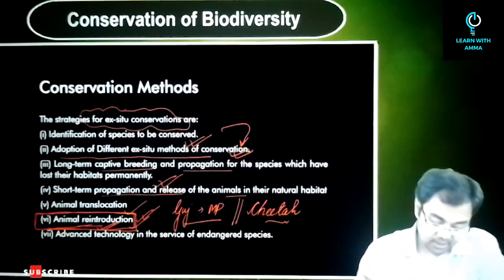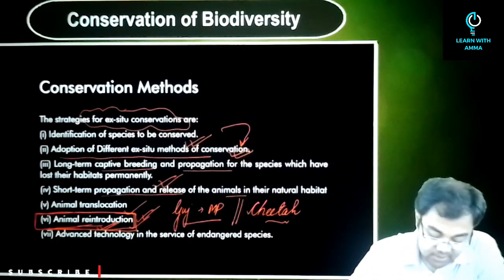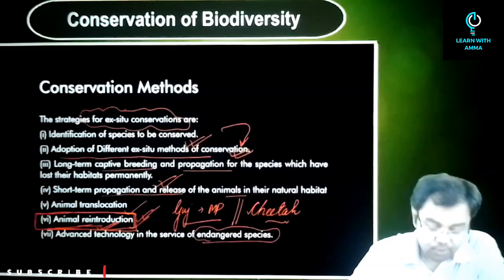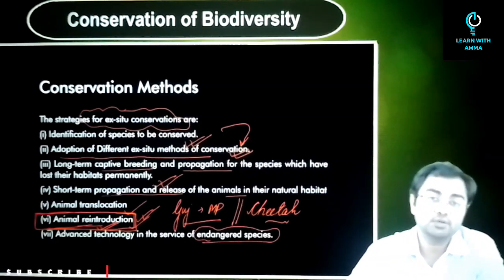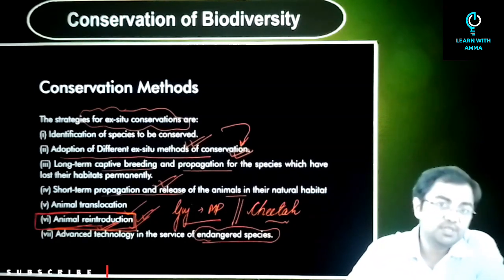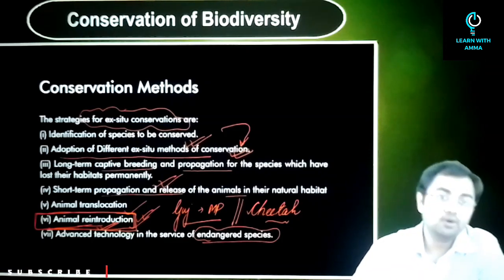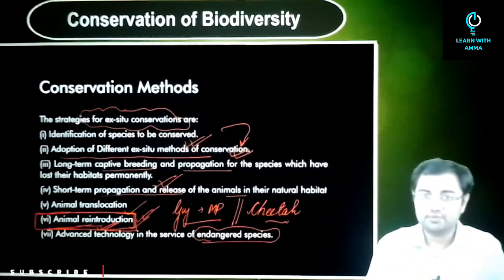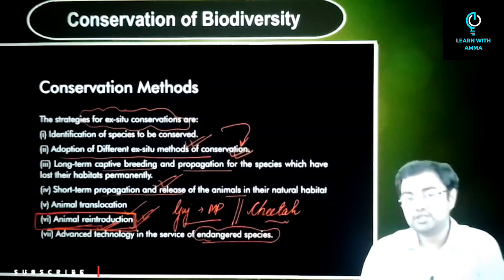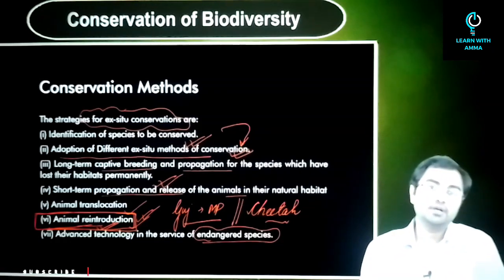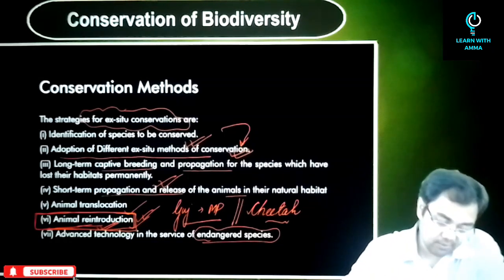Then advanced technology in the service of endangered species. It could be saving their genetic material, trying to reproduce, trying to clone the species, etc. So these all become ex situ conservation methods. Anything that is being pushed outside the natural environment becomes your ex situ conservation effort.